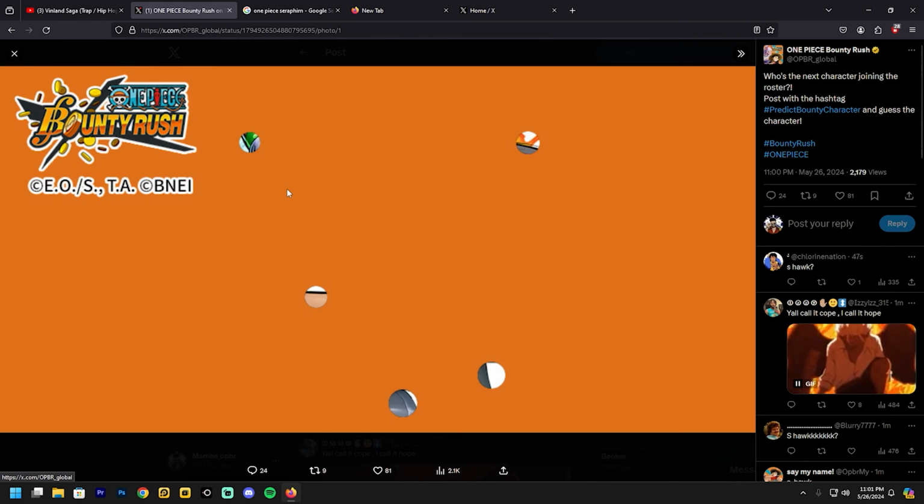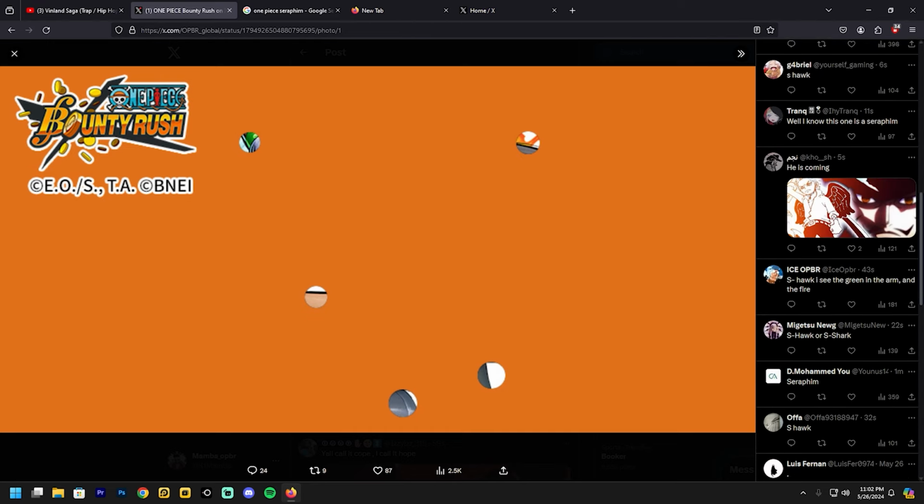Right away, first I saw the little green liquid, so I already knew it was a Seraphim. I saw the wing, I saw the fire, so I already know it's a Seraphim, but I'm not too sure which one it is. I can't see, like, oh, this might be a sword. I think people are saying it's like a hawk.